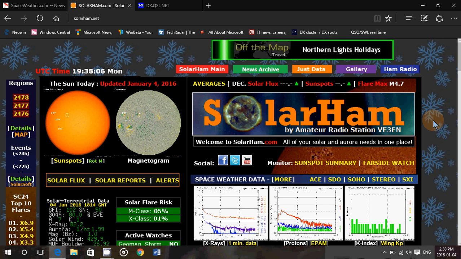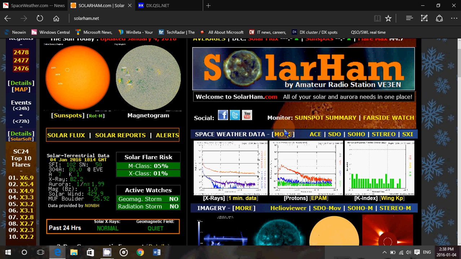The first website is solarham.net, and solarham.net is a nice place because it has all the information in one big page. It has the graphics of what the bands look like, for example, the K-index. The K-index is a measure of the geomagnetic activity, basically. You have a roundup on the left side here of SFI, which is solar flux. That's pretty much the amount of energy from the sun that's reaching us.